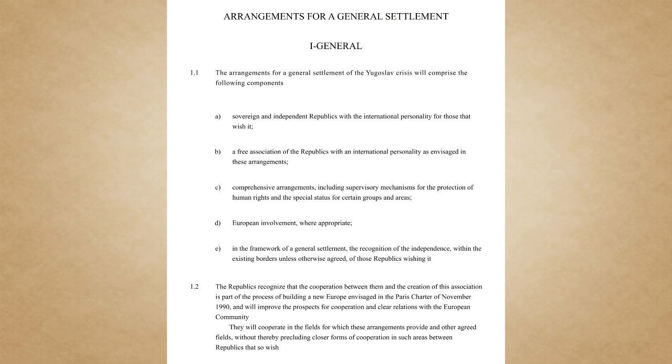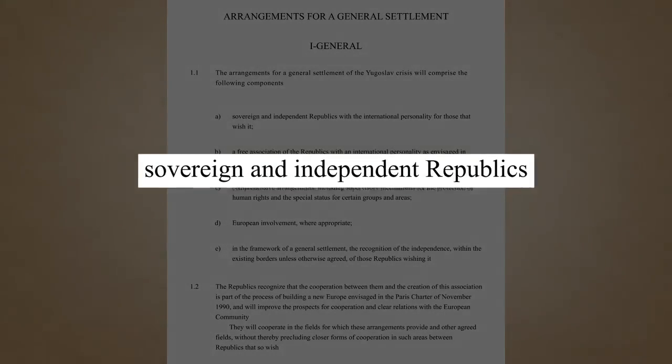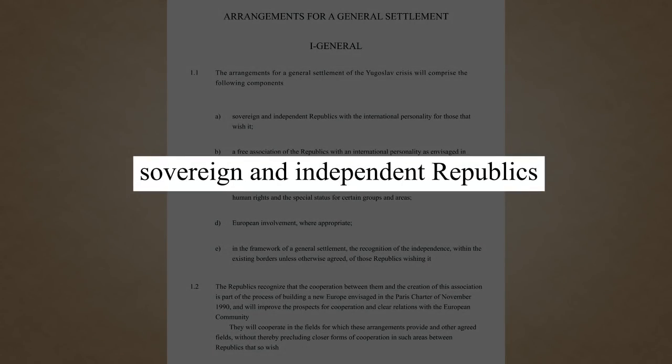Carrington was eager to get this verbal agreement in writing. However, when it came time to sign the document, there was one key difference. The agreement would not simply accept Croatia's independence, but would make all 6 republics independent nations. Milosevic refused to sign as he didn't want to dissolve Yugoslavia.